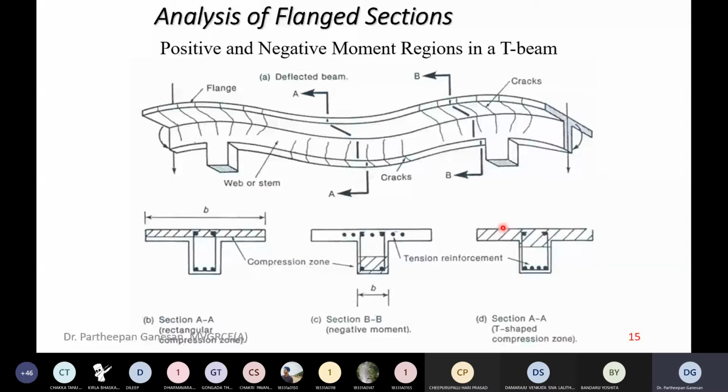At the midspan, your compression zone consists of both the flange and some part of the web, so this will be designed as a T-beam. But at the support, the compression zone is concrete in rectangular form only, right? So you will design it as a rectangular beam. Many times in interview questions, they will give you a continuous beam and ask at which section you will design as a T-beam and at which section you will design as a rectangular beam. Is that clear, everyone?